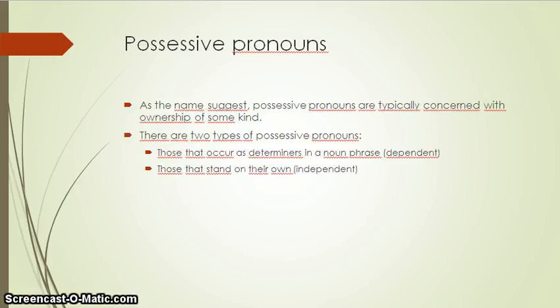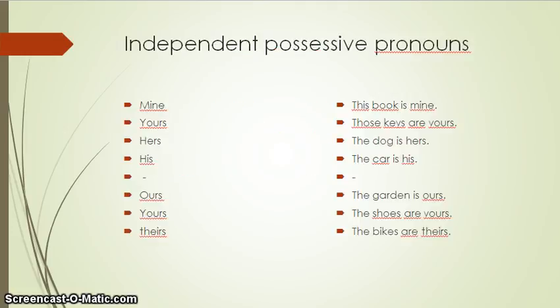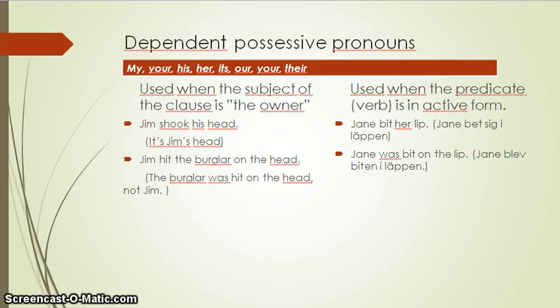Then we have the possessive pronouns, and as the name suggests, possessive pronouns are typically concerned with ownership of some kind. We have 2 types of possessive pronouns. We have dependent, which occur as determiners in a noun phrase, and independent ones that can stand on their own. The independent possessive pronouns are as follows: mine, yours, hers, his. We don't have an it because it just is not used. Ours, yours, and theirs.